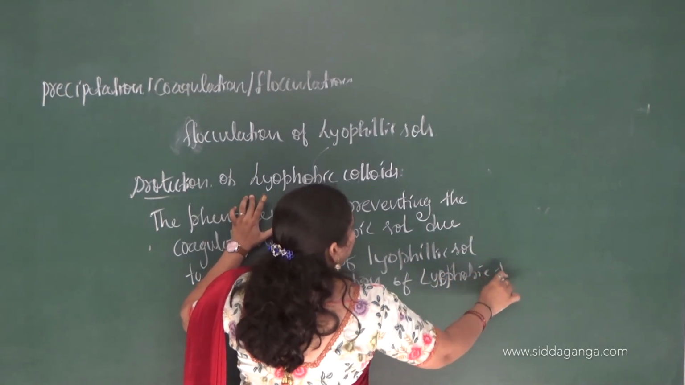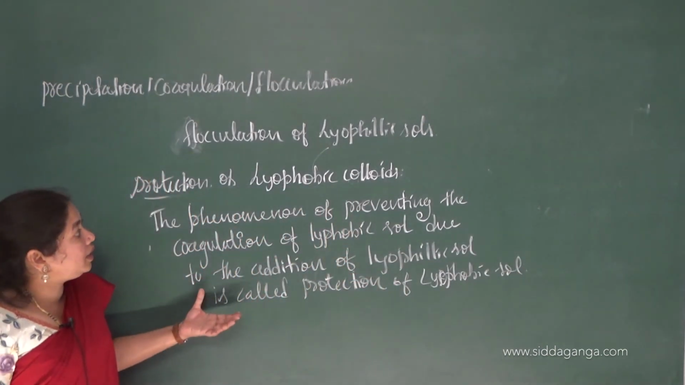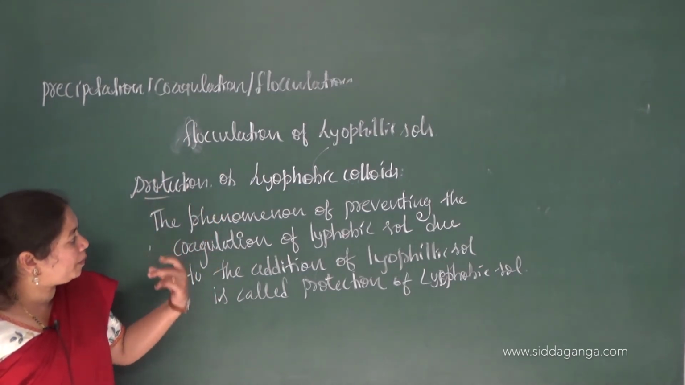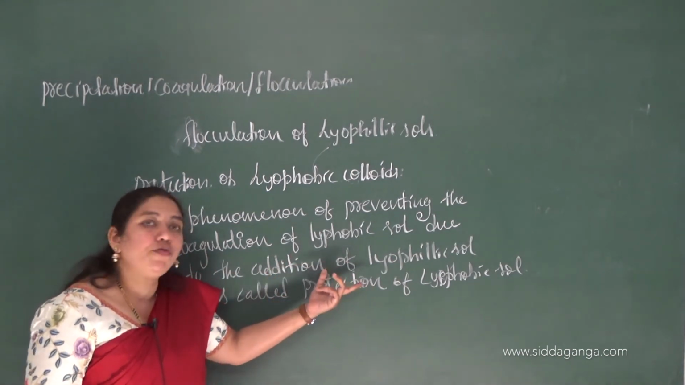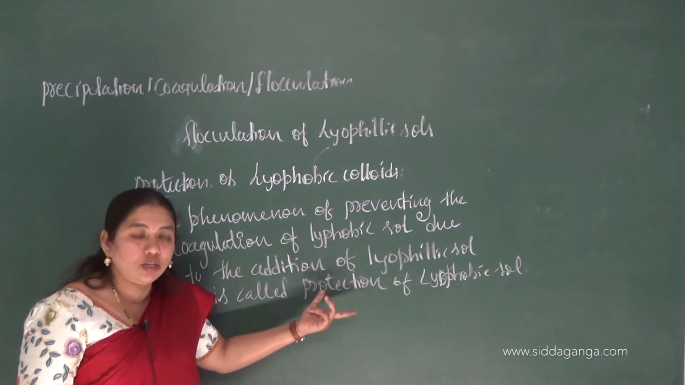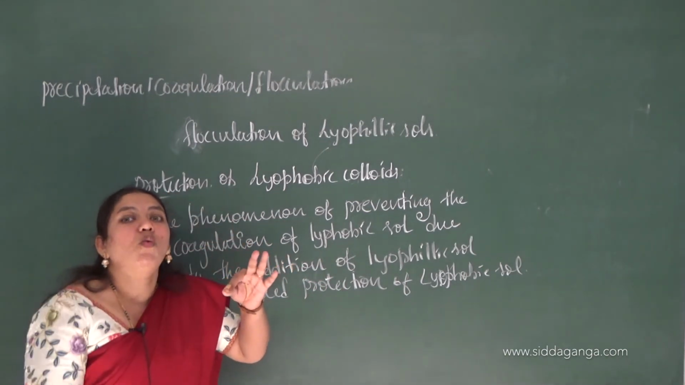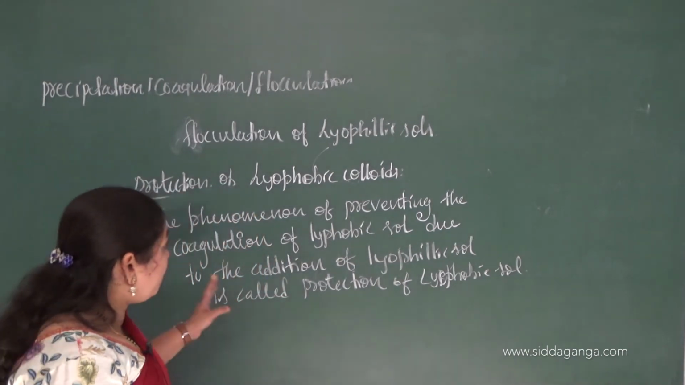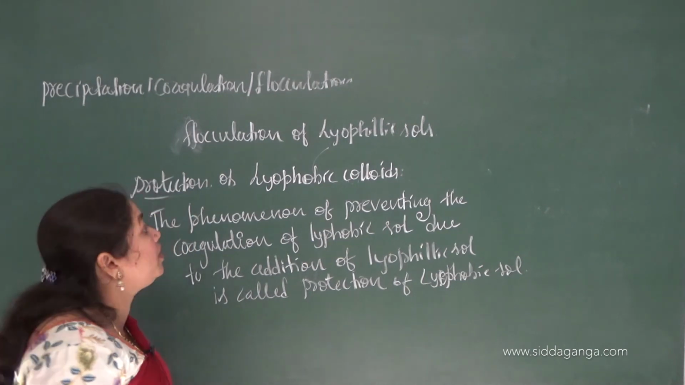It is one more important concept. You have to note this down. So lyophobic sol can be prevented from precipitation by the addition of what? Lyophilic sols, because they will form a protective sheath around the lyophobic sol. Okay, then this property of lyophilic sols can be measured in terms of a number.